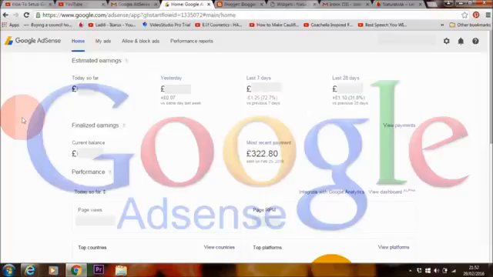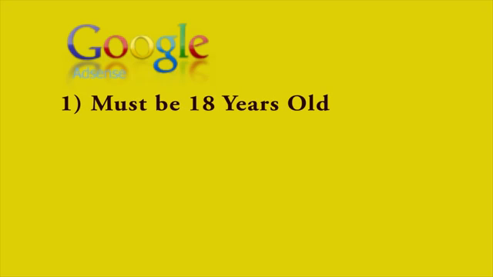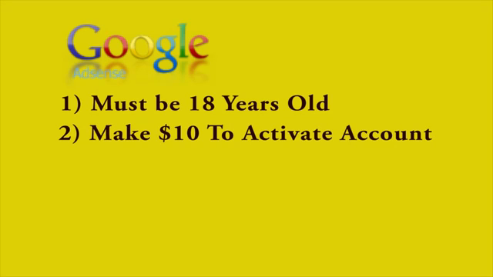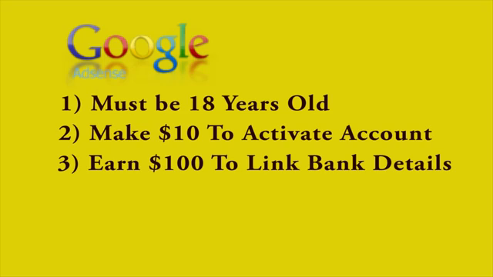So let's get started. So number one, yes, you need to be 18 years or over to create or set up a Google AdSense account. Number two, you need to make $10 to activate your AdSense account. Number three, you need to make $100 to link your bank account details or your PayPal account details to Google AdSense. Now, until you make $100, you won't get paid from Google AdSense. So just be mindful of that.